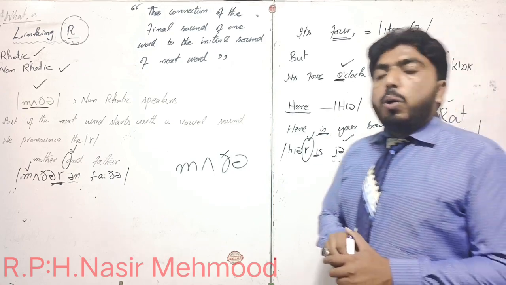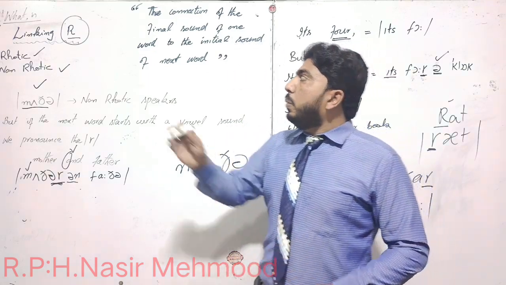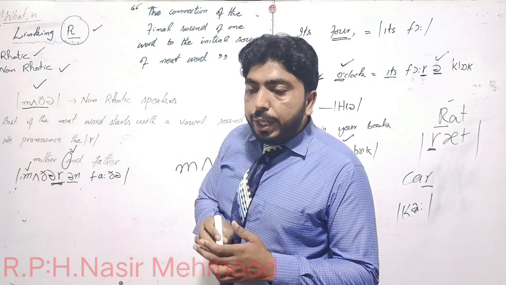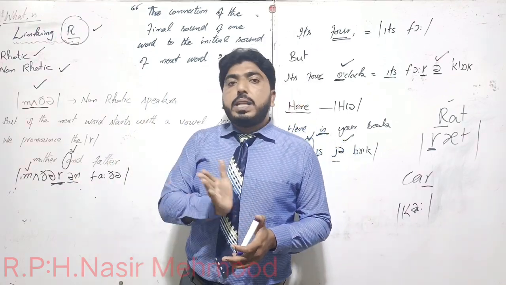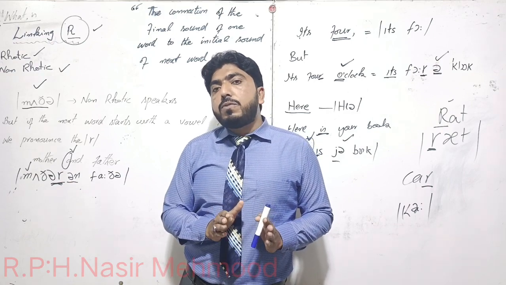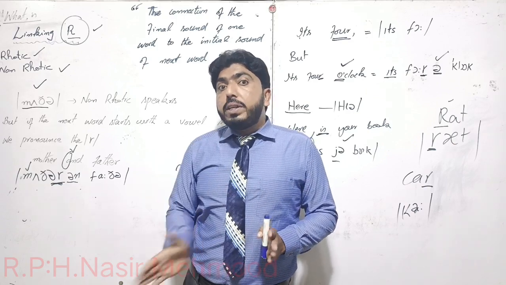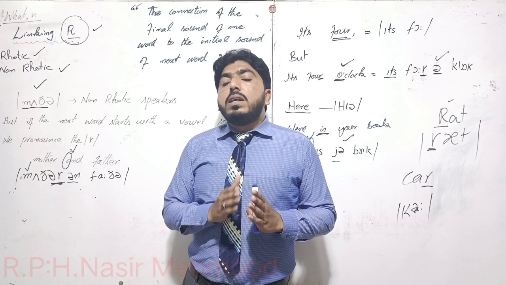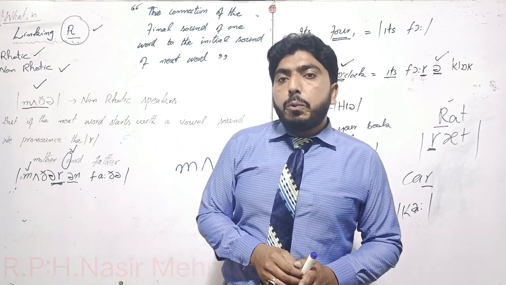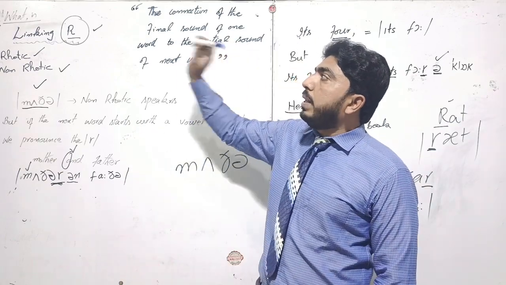So this is how we link different words, and we call this linking R because with the help of the R sound we link the previous word with the next word. What's the significance of this? This is just because of phonological convenience. It provides clear-cut word boundaries as well, and we can smoothly move from one word to another without any difficulty. So this is all about the concept of linking R.